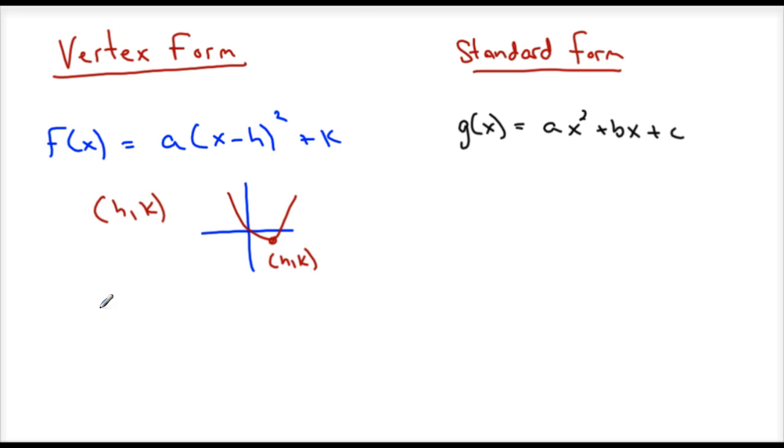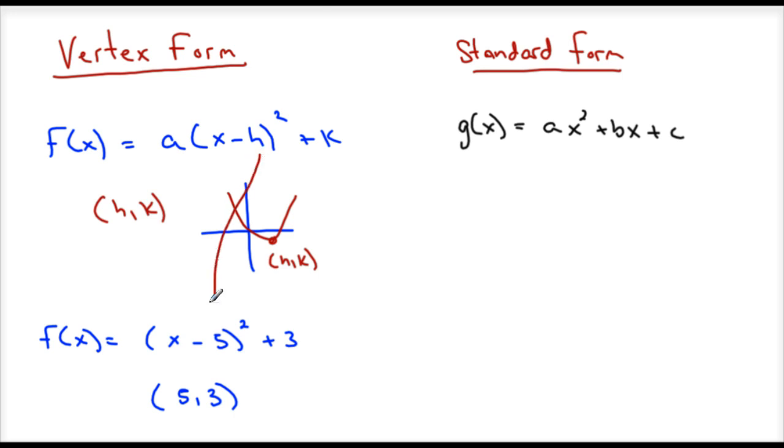All right, so for example, if we have an equation, f of x equals x minus 5 squared plus 3, my vertex here would be 5, comma 3. The h and the k of the formula.